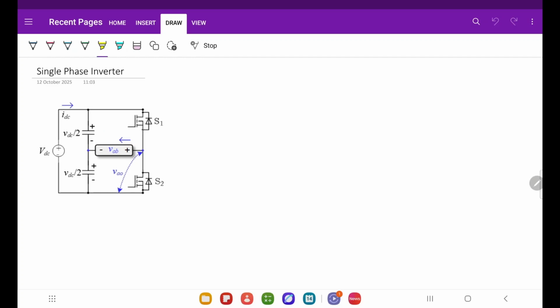So when S1 is on, VDC by 2 is applied across VAB. So you get VAB equal to VDC by 2. When you turn on S2, you get minus VDC by 2. That is VAB equal to minus VDC by 2. This is when S2 is on. This is when S1 is on. So these are the two states.